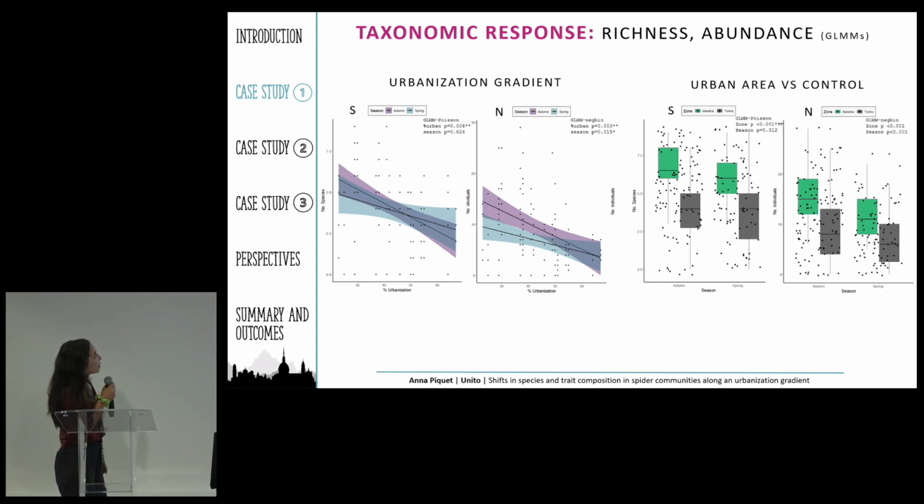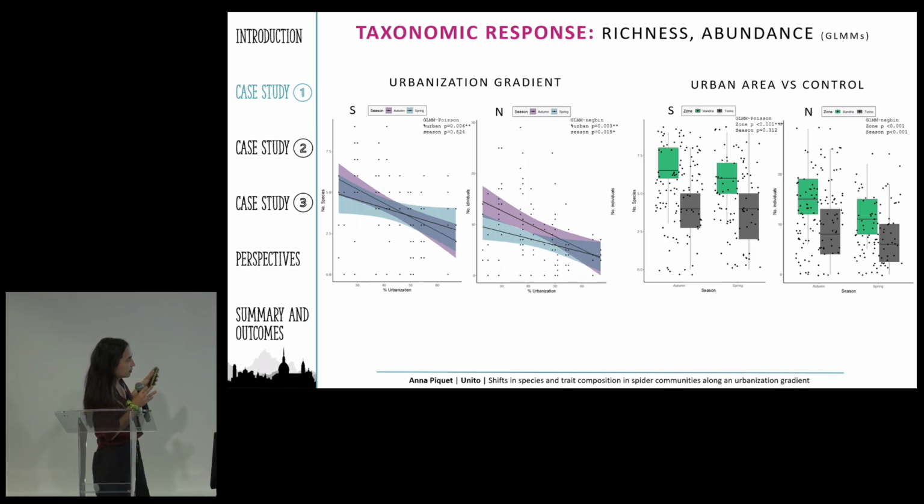Here you can see the taxonomic response, so in terms of richness and abundance. On the left here you can see the regression along the urbanization gradient. There is a significant decrease both in terms of richness and abundance, and the 2 different colors correspond to the 2 different sampling seasons. On the right, the box plots regard the comparison between the city and the control area. Also in this case, it's evident that there is a response. There is a significant decrease.